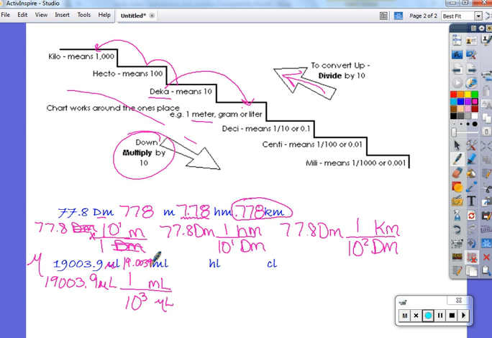Same thing for hectoliters. Now if I'm going from micro to hecto, I'm going to have to move pretty far. So let's go ahead and count that. If I start at micro, I'm moving to the left 6 spaces to get to meter, and then 2 more spaces to get to hecto. So I moved to the left a total of 8 times. So there are 10 to the 8th microliters in 1 hectoliter.